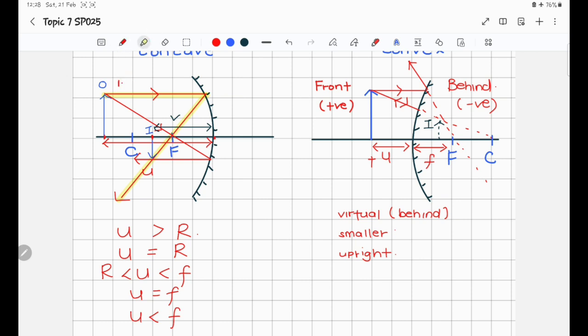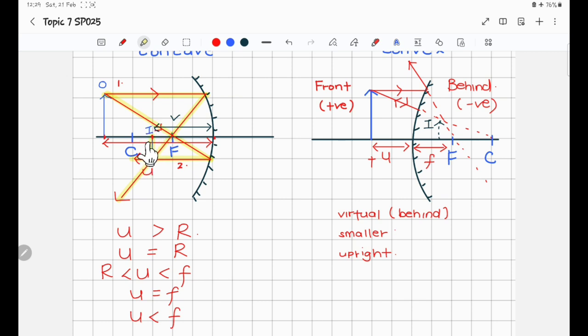The second ray, we can draw from the object straight to the focal point, and when it hits the surface, the ray will be reflected parallel to the principal axis. So here is the second ray. Where the rays of light intersect, at this point where the two light rays intersect, that will be the point where your image will form.